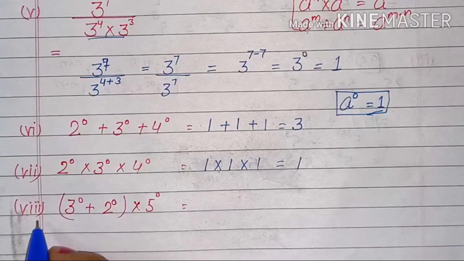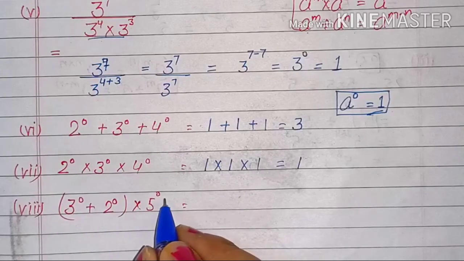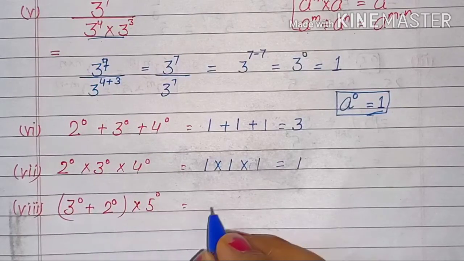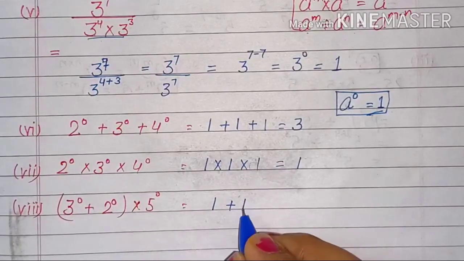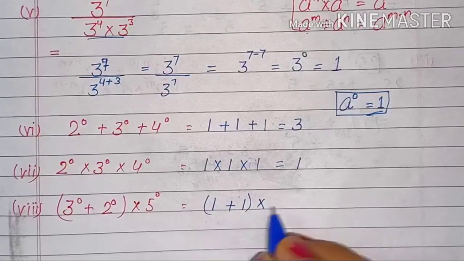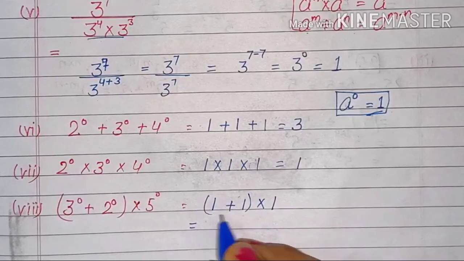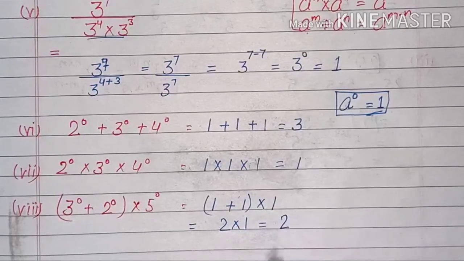In the eighth part we have 3 raised to power 0 plus 2 raised to power 0 multiplied by 5 raised to power 0. So 3 raised to power 0 is 1, plus 2 raised to power 0, which is also 1. 1 plus 1 multiplied by 5 raised to power 0, which is also 1. So 1 plus 1 is 2. 2 multiplied by 1 is equal to 2.